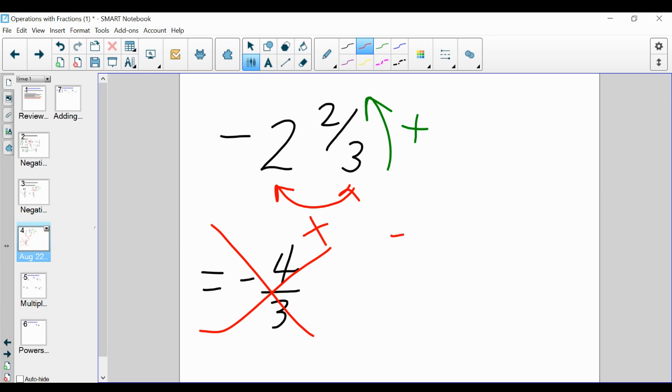You almost think of it as: do the mixed fraction part first, and then worry about making it negative. Do the opposite. Okay, be really careful with that one.